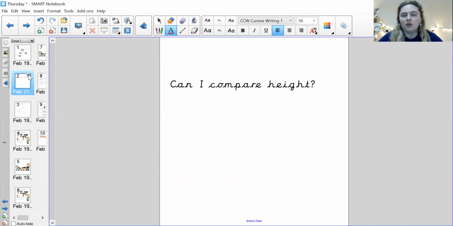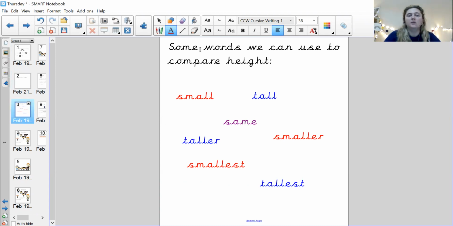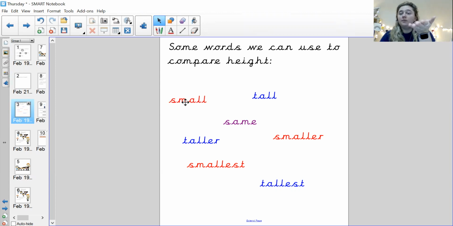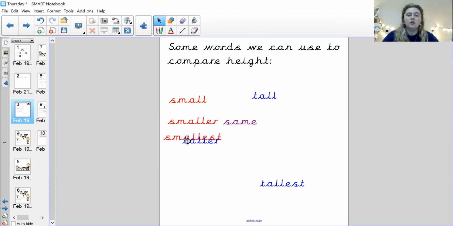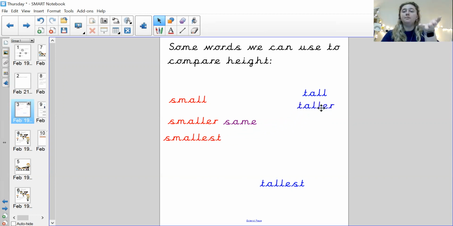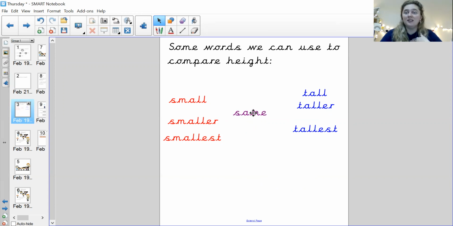Today, our learning objective, my turn, your turn, is can I compare height? Fantastic. So this is very similar to comparing length, but there are some words that we can use to help us compare height. Here we go. My turn, your turn. Small, smaller, smallest, fantastic, and tall, taller, and tallest, fantastic, and same.